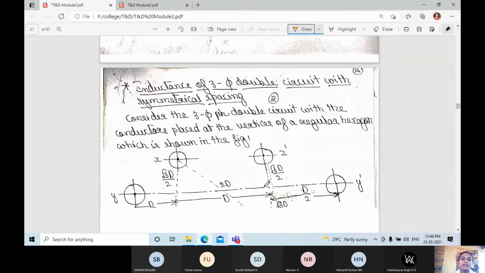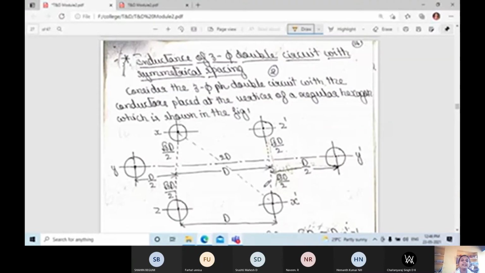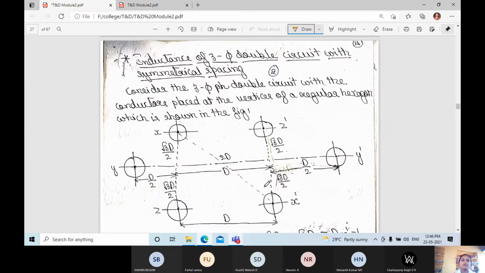Okay. Next is inductance of a three-phase double circuit with symmetrical spacing. Till now we have discussed three-phase inductance for a single circuit. We have not discussed the double circuit. Inductance of a three-phase double circuit with symmetrical spacing. You can observe the distance between these two and here. The distance will be the same between x and y to z.